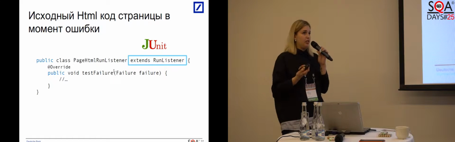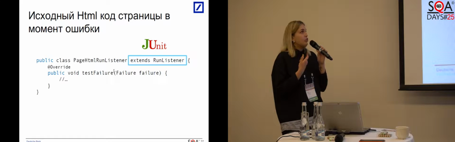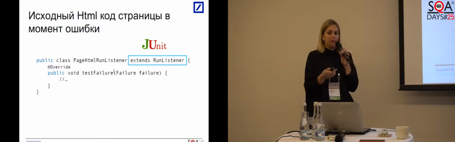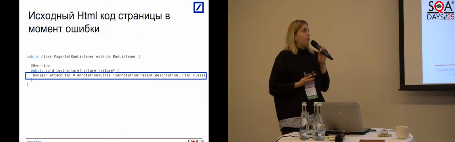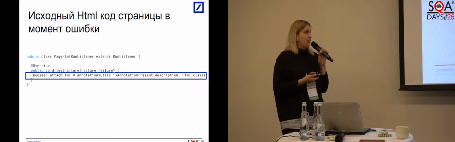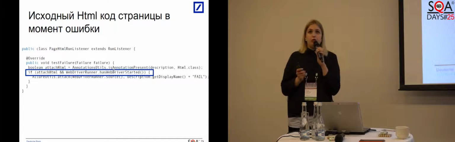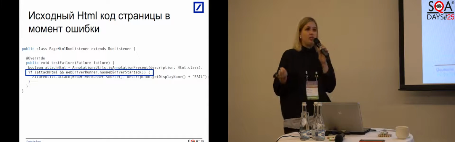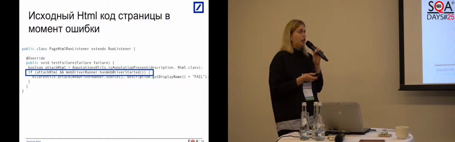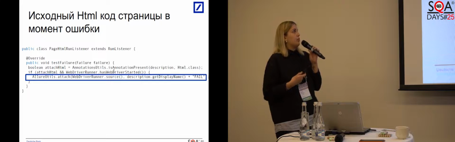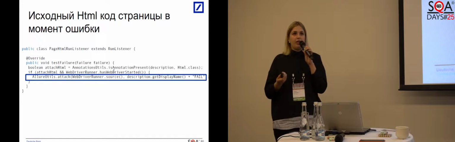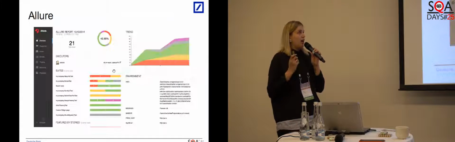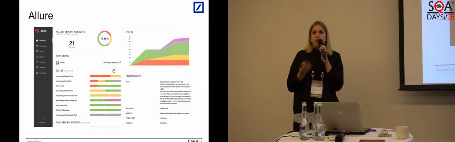To do so, you need to extend the standard JUnit code and describe the event. In this case, it's a test failure. Then you check if the annotation is in our test, and if it is there, you need to additionally check a web driver, because it can be a server test, and then there will be no HTML attachments. If both conditions are fulfilled, with the help of the standard Allure class, you can attach the HTML report to the general report.